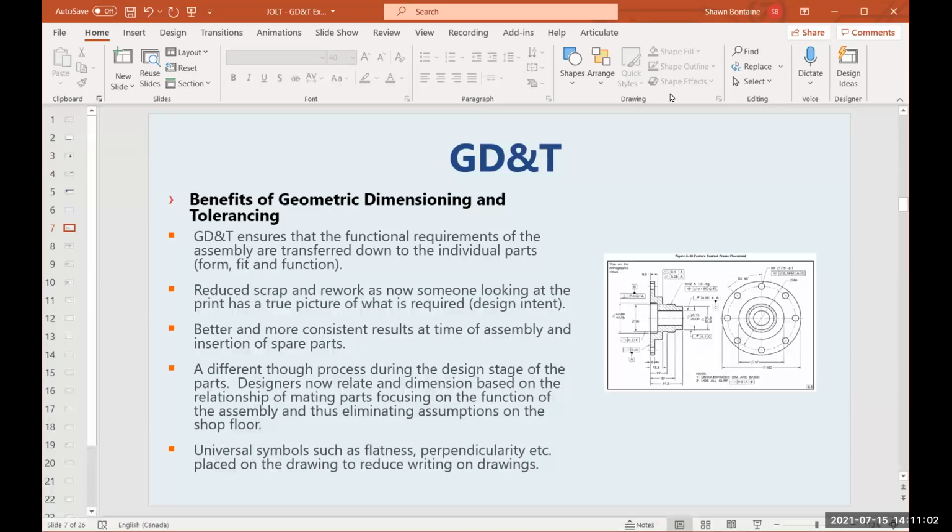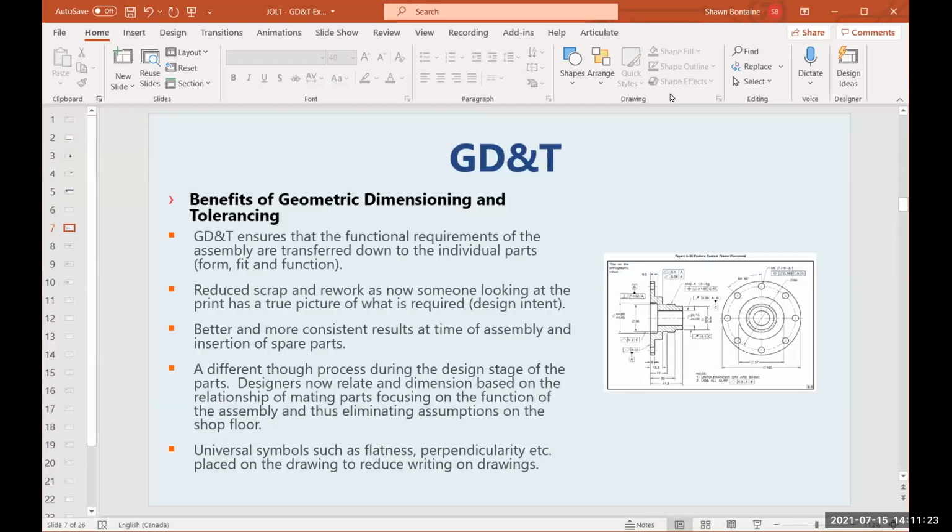GD&T also creates a different thought process during the design stage of the parts. Designers now relate and dimension based on the relationship of mating parts, focusing on the function of the assembly and eliminating assumptions on the shop floor. And that's a very important thing because it is a form of communication.